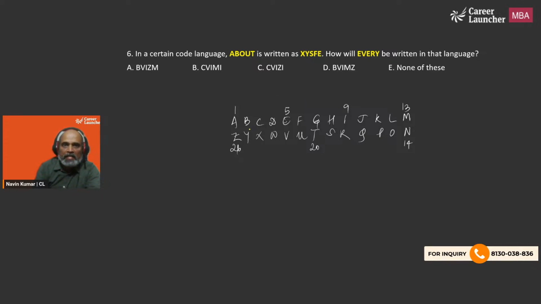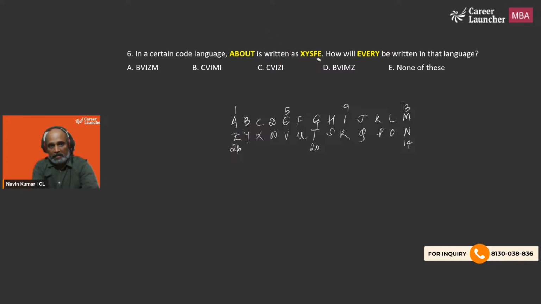XYSFE. So A is written as X. So if I look at A and X, this is a jump of 2 behind. If you look at B and Y, it is again a jump of 2 behind. If you look at O and S, this is +3, right? If you look at U and F, that's a lot of change. So looks like it's not -2, -2, +3, and +3. This is not the pattern that is being followed. So something else is happening here then, right?